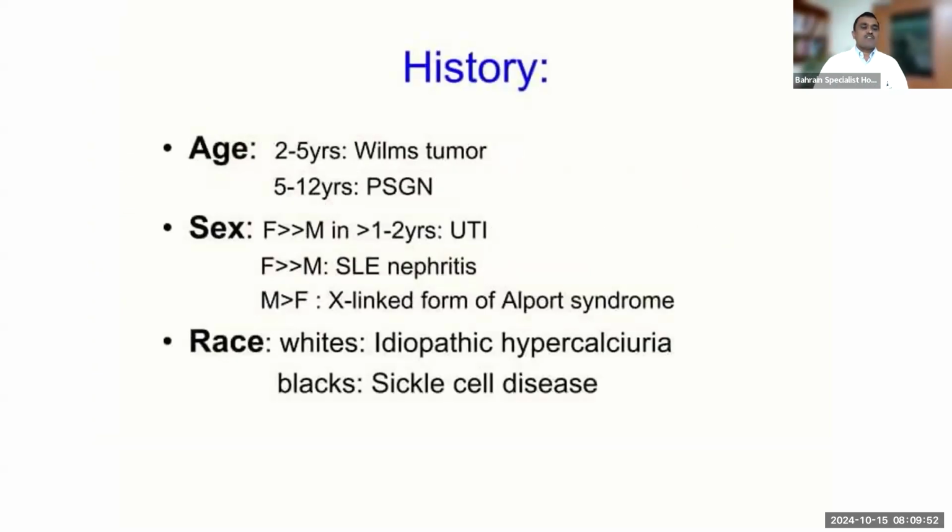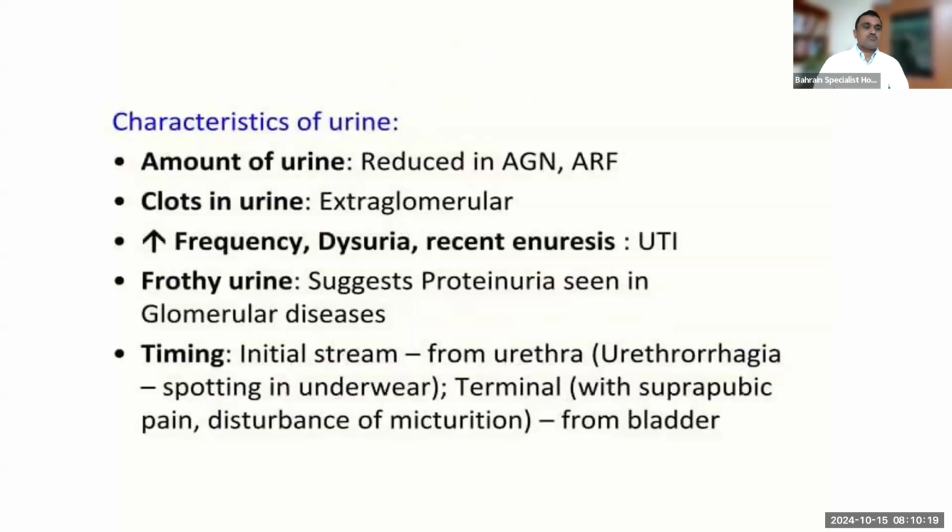If it is 2 to 5 years, mostly it is because of Wilms tumor, and at 5 to 12 years, it can be because of post-streptococcal glomerulonephritis. And in females, it is more common in less than 1 year, because of urinary tract infections. SLE nephritis is also most common in females, but X-linked Alport syndrome is more common in males. Whites normally can have more idiopathic hypercalciuria. Blacks can have more sickle cell disease, which causes the hematuria.